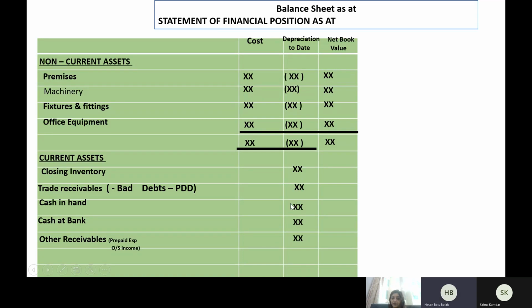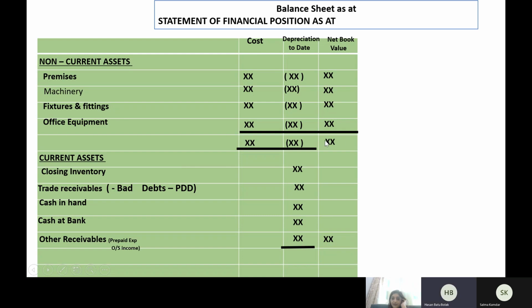You will do the total of all this. You'll make a line. Where will you write this total? Which column will you write it in? You will write it in the net book value column, just next to this. The total of it.